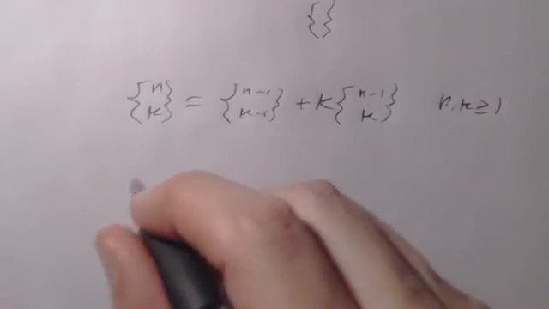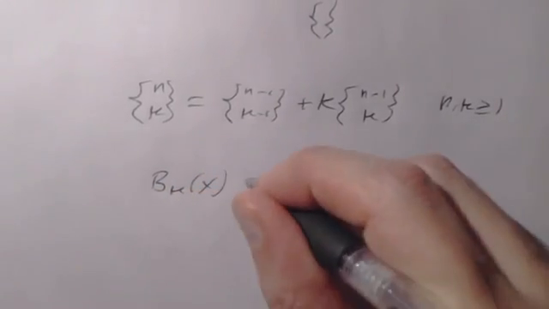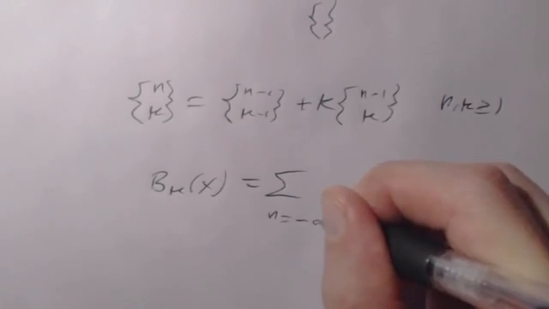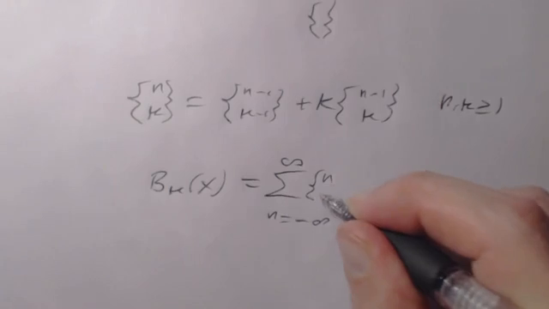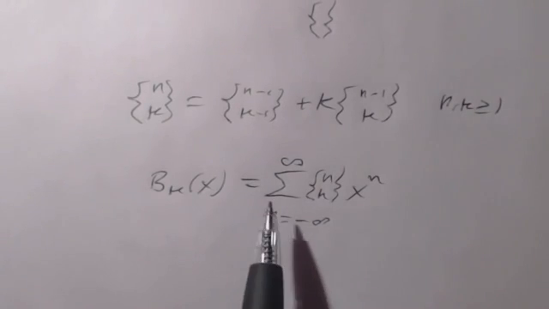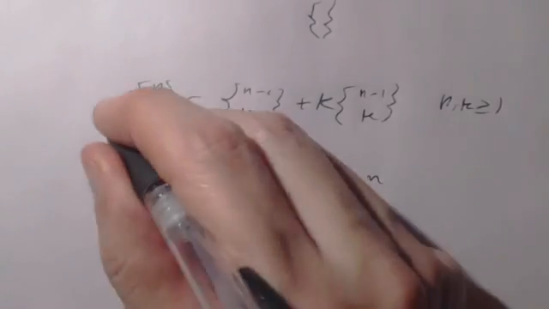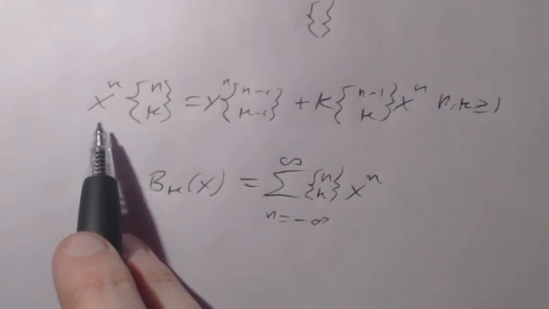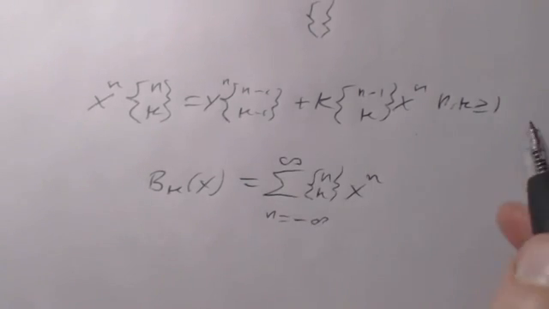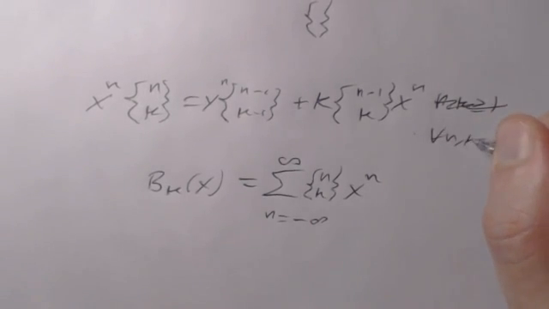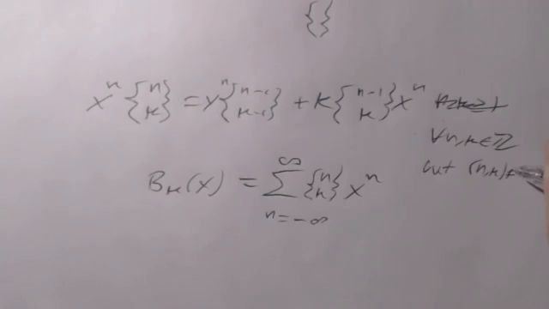So if we have b_k(x), we'll just write it out again, summing from minus infinity to infinity. I'll write it out to be explicit. This is exactly what we did in the book, x to the n. What we do is we take this equation here and multiply both sides by x to the n, and we sum over all n for which the recurrence relation is valid. Well, we've extended this to all integers n and k, but (n, k) is not equal to (0, 0).